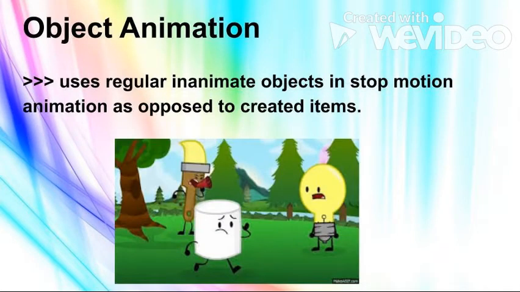Next, object animation. This is good for the kids. Mostly the kids are watching this in cartoons. It uses regular inanimate objects in stop motion animation as opposed to created items. As you can see, the objects. So what are the objects there? There is a bulb. There is a lamp. So these are object animation. They're using objects to make animation.